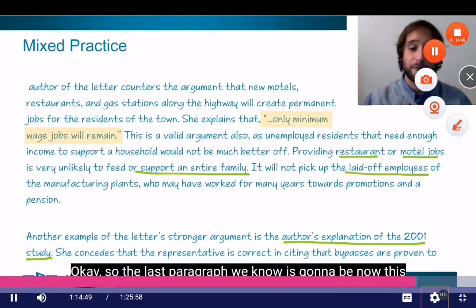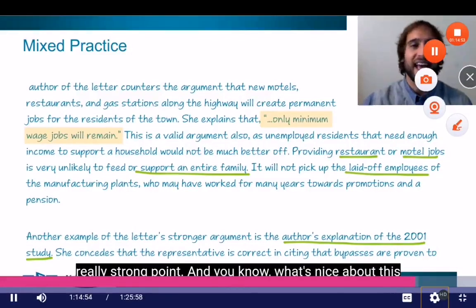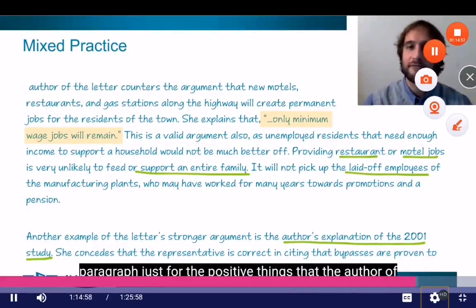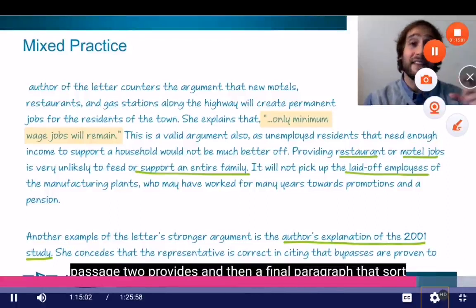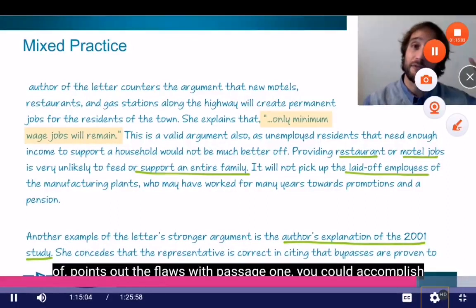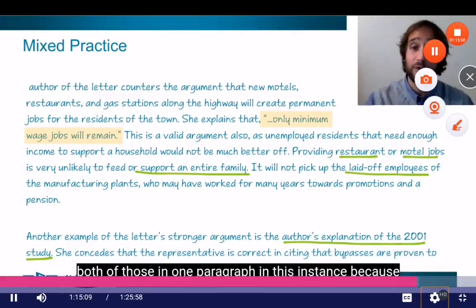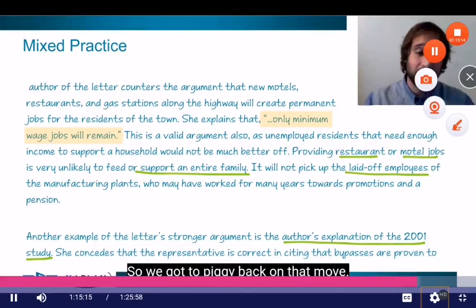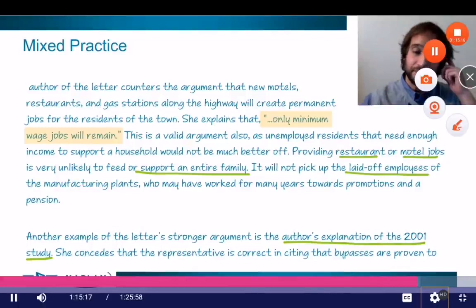Okay, so the last paragraph we know is going to be this really strong point. And what's nice about this is that if you were thinking about having another paragraph just for the positive things that the author of passage 2 provides, and then a final paragraph that points out the flaws with passage 1, you could accomplish both of those in one paragraph in this instance, because the author of passage 2 makes that move for you. So we've got to piggyback on that move.